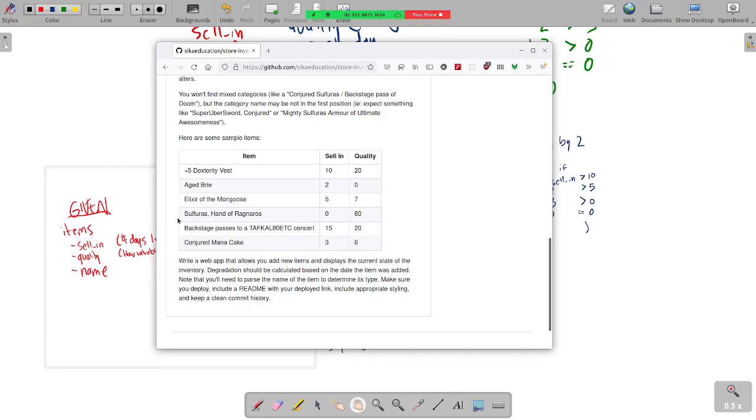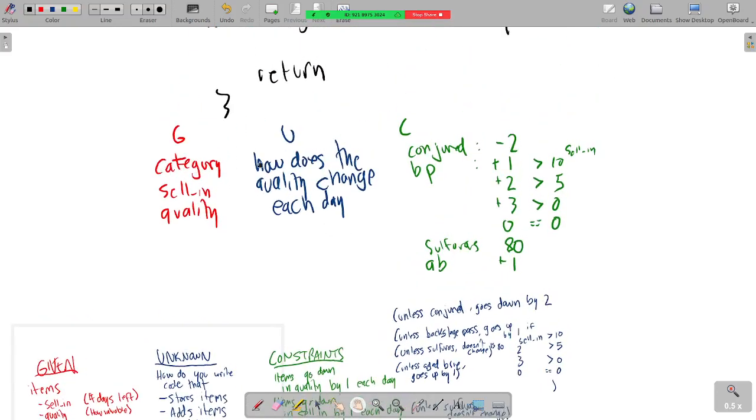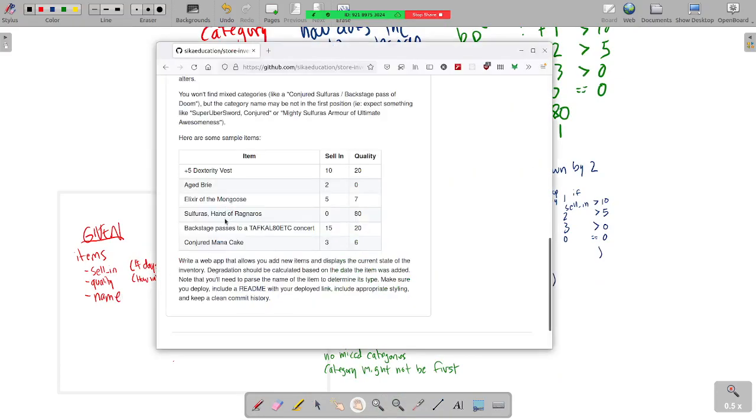Another smaller problem in here is, when we're calculating this, we need the category. Well, these don't have a category. We're not given that. We need to calculate it. And part of what they did is that the stuff isn't always in the first position.